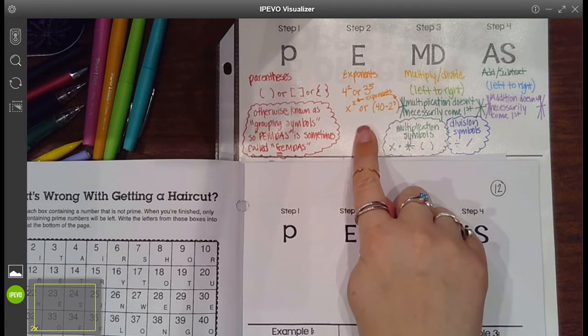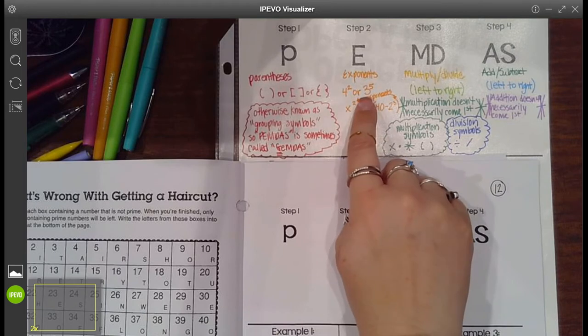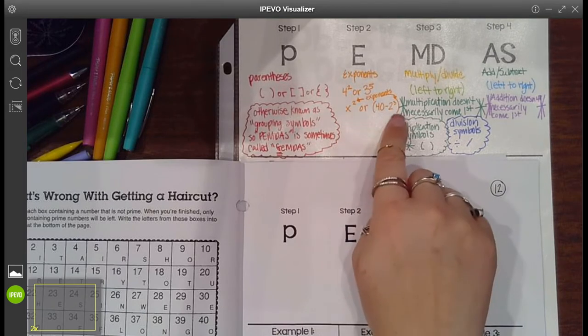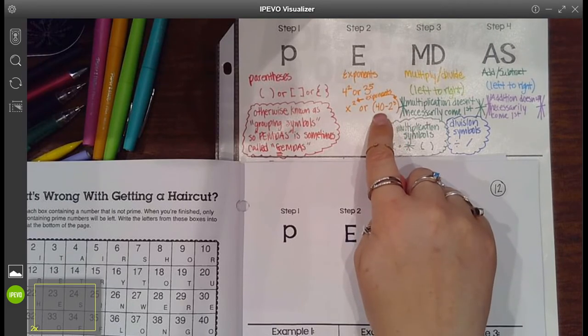The E stands for exponents. So you want to do the exponents next, like 4 squared or 3 to the 5th. If this was being squared, you'd want to do that first. I would take care of this cubing before I subtracted it from the 40. So I'd go 2 times 2 times 2 is 8, and then 40 minus 8.